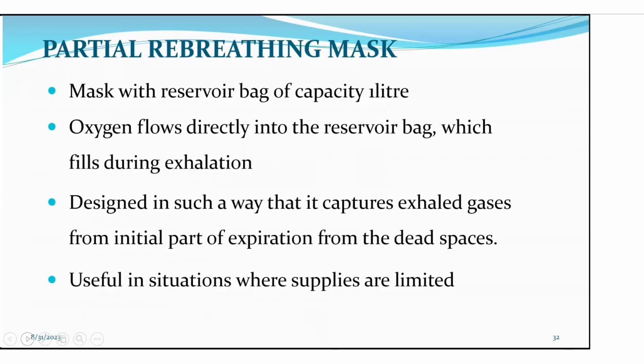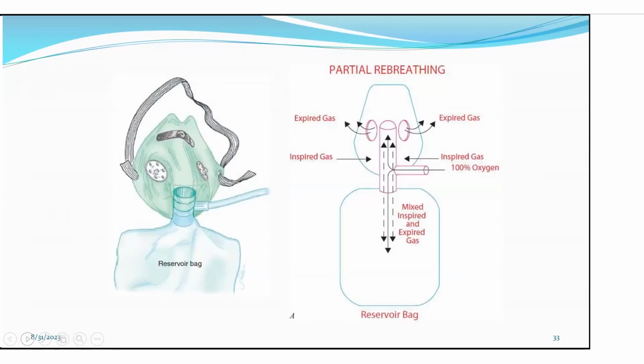When we come to partially rebreathing mask, it has a reservoir of capacity of 1 liter. Oxygen flows directly into the reservoir bag, which fills during exhalation, designed in such a way that it captures exhaled gases from the initial part of expiration from the dead space, useful in situations where supplies are limited. That is the partially rebreathing mask.